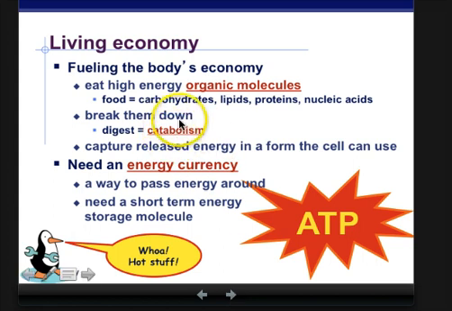So we're going to eat food that's more complex, and we're going to break it down. And when we break it down, we get energy from it, and then we're going to use that energy to do other life processes, as well as synthesizing the molecules that we need to make up our cells, for reproduction, for movement, for everything else that we do.